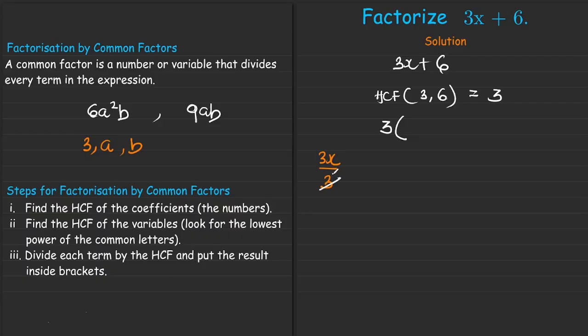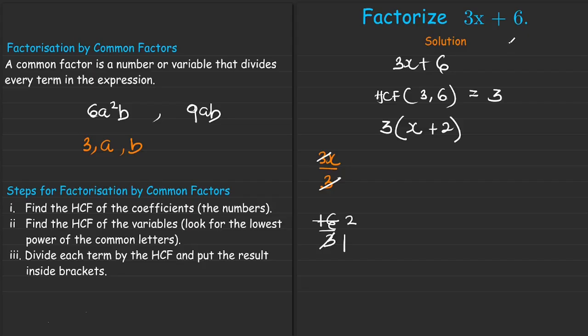Canceling, we have 3 canceling out 3, so that we have x remaining. X comes here. Then we now have positive 6. So positive 6 also divided by 3. 3 divides itself once, then into 6, how many times? Twice. So plus 2. Then we close our bracket. There is nothing else to do here, and this becomes our factorized form of 3x plus 6.